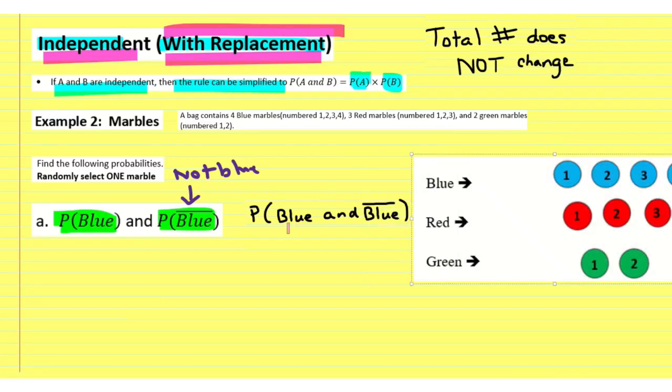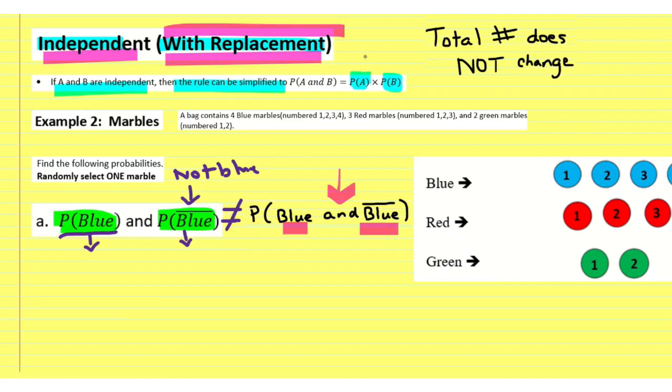This right here is where blue and not blue are occurring and affecting each other. This right here, where it says the probability of blue, they're just asking us what is the probability of blue. And then separately, they're asking us what is the probability of not blue. So these two things are not equivalent. Do not confuse those.